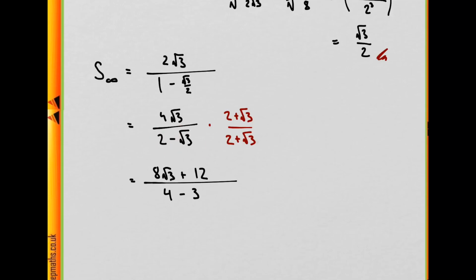And in the numerator, 4 root 3 times 2 plus 4 root 3 times root 3, which is 3, so 4 times 3 is 12. Here in the bottom, that's just a 1. And when we take out 4, we get 2 root 3 plus 3. And that's our final answer for the sum to infinity. And in the exam, it was option G.